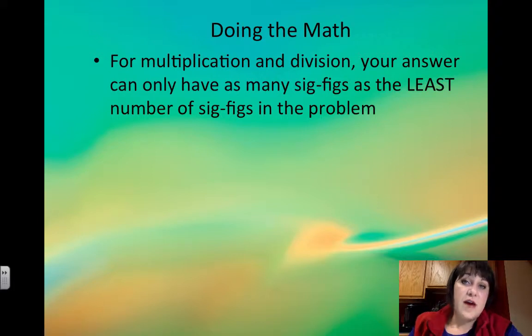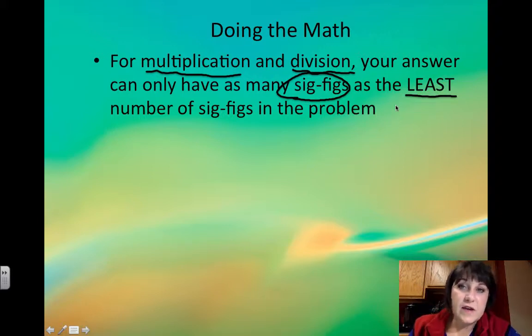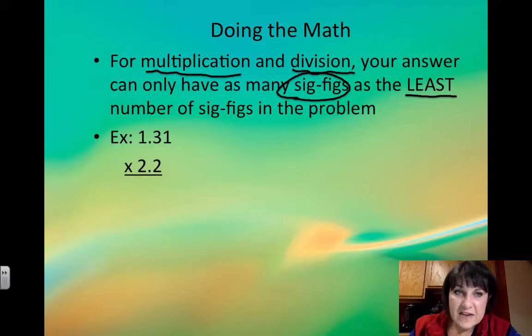So telling how many sig-figs is the easy part. Doing the math is when it can be tricky. So let's not get confused. If you have multiplication or division, then your answer can only have as many sig-figs as the least number of sig-figs in the problem. So for multiplying and dividing, we're counting sig-figs, not decimal places.